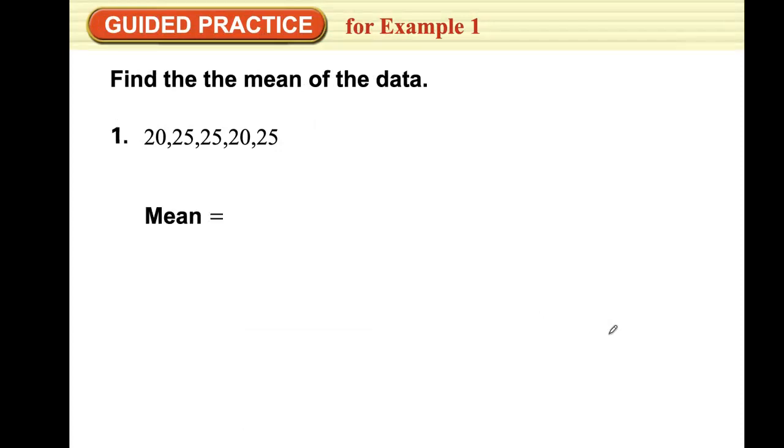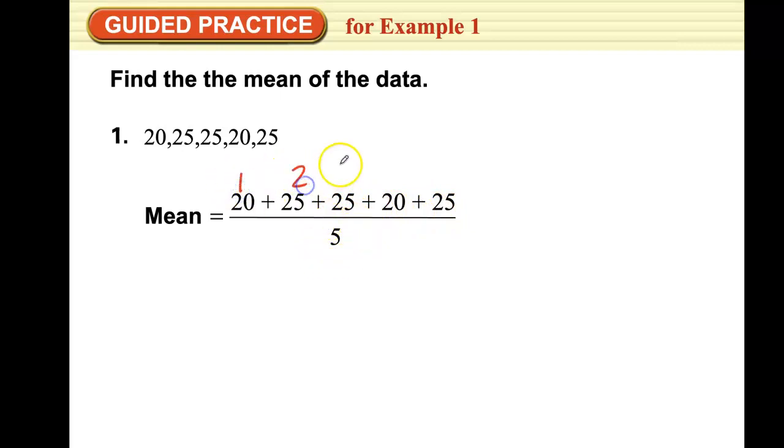Find the mean of the data. So you're going to add up the numbers. So I would add 20 plus 25 plus 25 plus 20 plus 25 and divide by 5 because again, I have 5 numbers I'm adding. So again, I take the 115, divide by 5, and I would get 23.